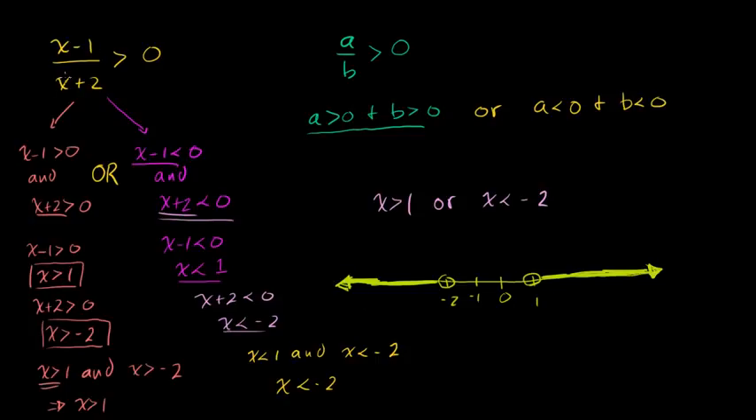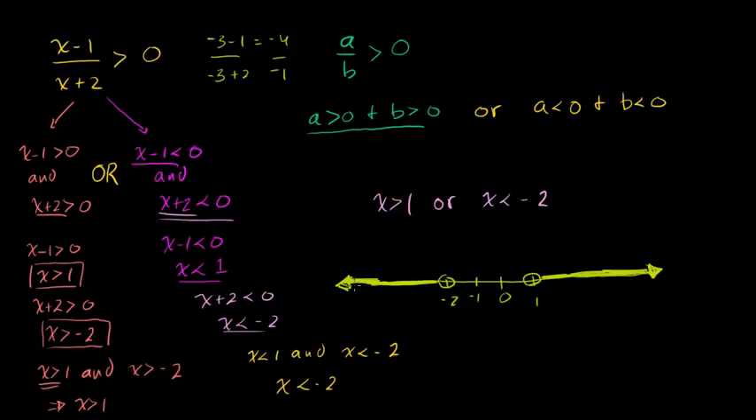And you could try it out. Minus 3 minus 1 is equal to minus 4. And then minus 3 plus 2 is equal to minus 1. Minus 4 divided by minus 1 is positive 4. So all of these negative numbers also work.